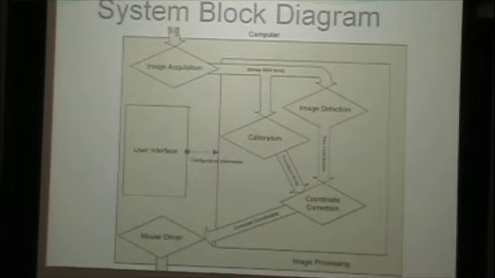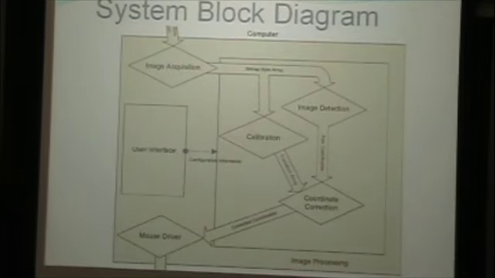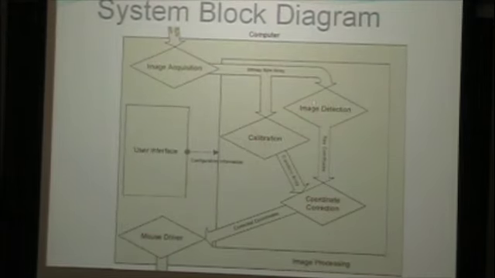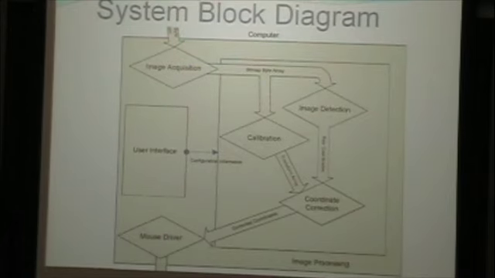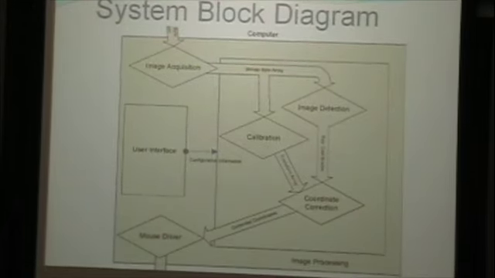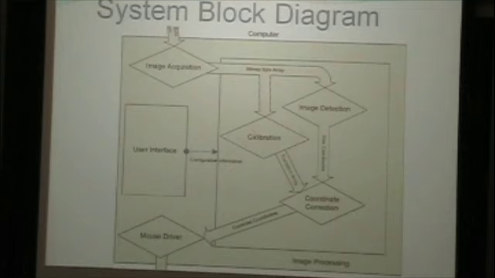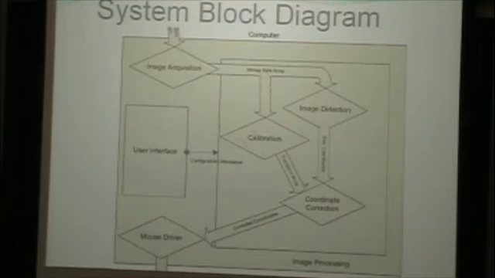So this is the computer system of our system. The main components you can see here are the image acquisition part, calibration part, image detection, current correction, and mouse driver. Each one of these is considered one of the main tasks, and most of us have one of these tasks that we work on specifically.